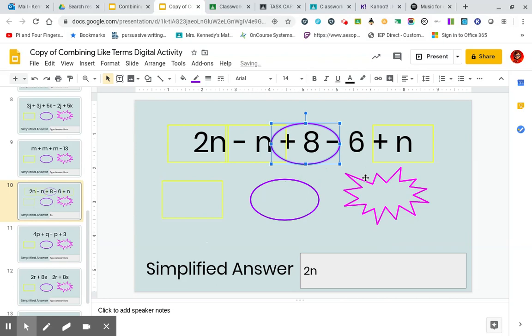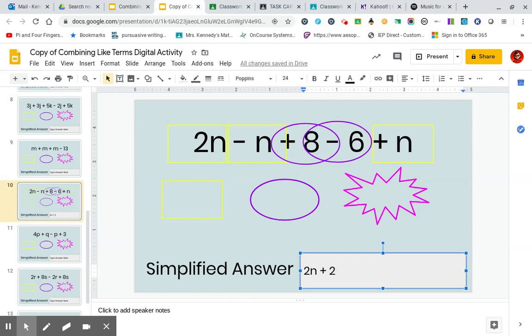So 8 minus 6. All right, 8 minus 6 can actually be executed. It can be evaluated or solved. What is 8 take away 6? Well, that is correct. It is 2. So your answer here should have been 2n plus 2.